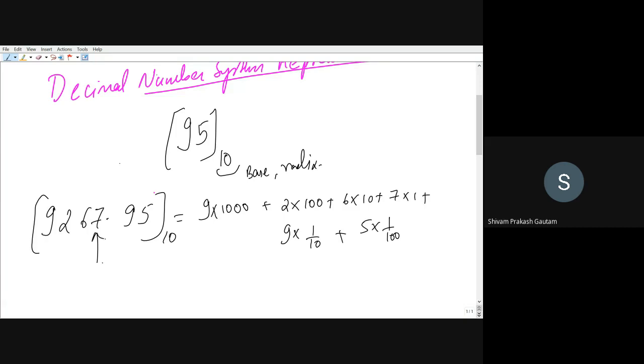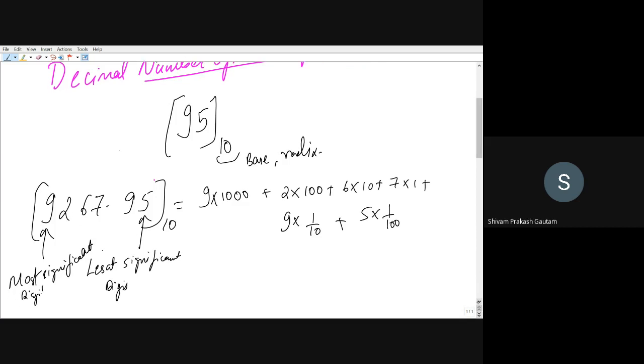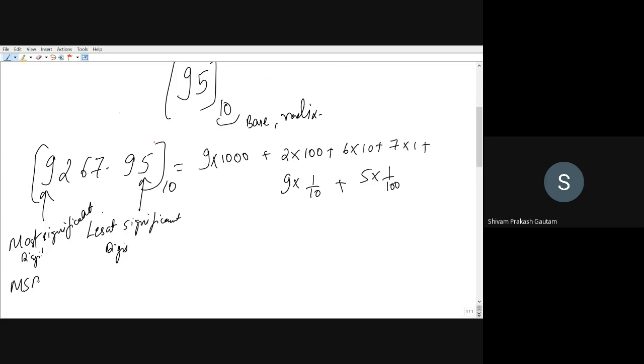So this place is called the least significant digit. Sorry, this is not. This is called the least significant digit, and this is called the most significant digit in any number system. In short form, you can call it MSD, or this is LSD, least significant digit and most significant digit. What I have done is nothing but bifurcate this number into this.